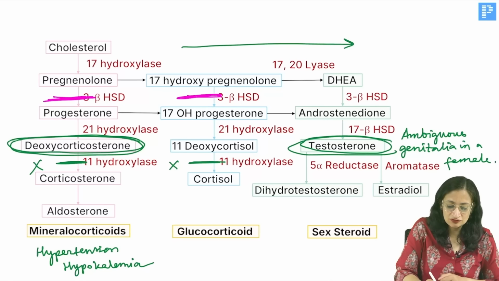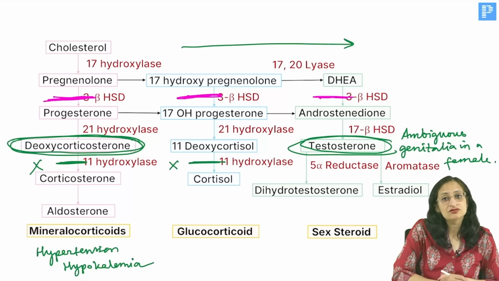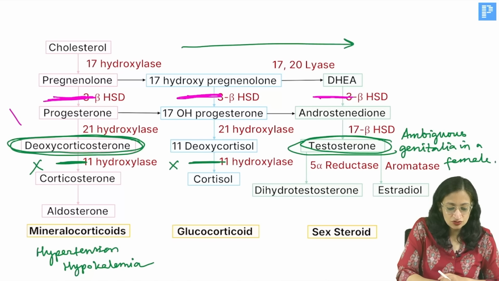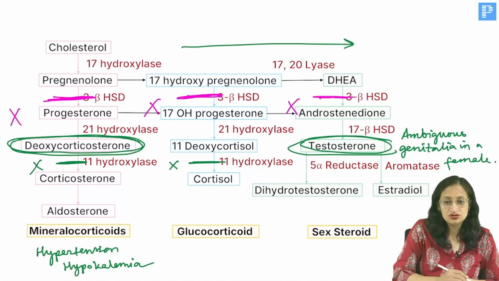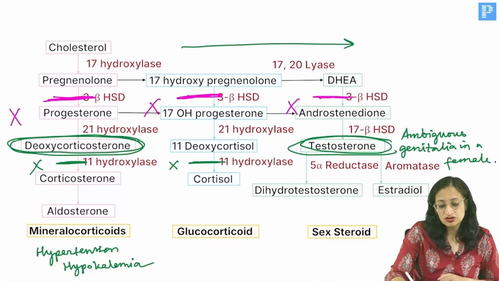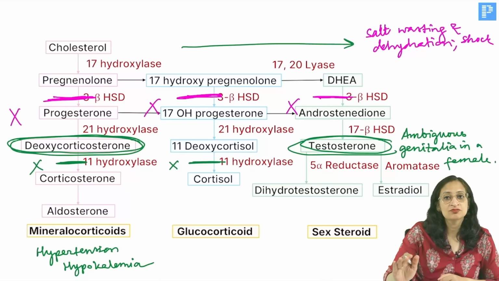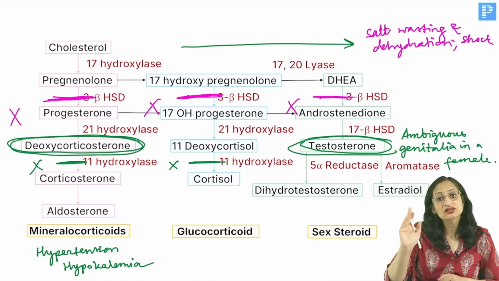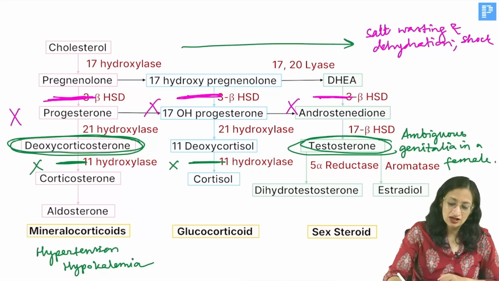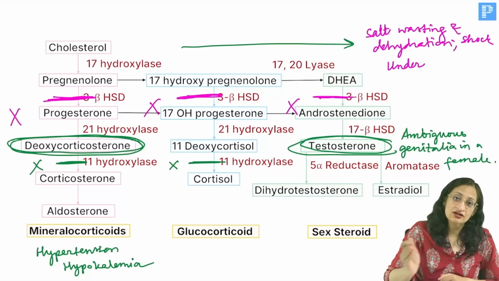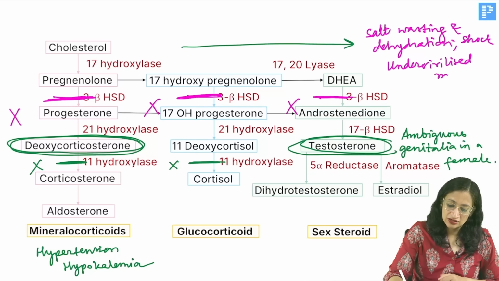If this enzyme is defective, this enzyme is common to all the three pathways. So, no mineralocorticoids, no glucocorticoids, no sex steroids are produced. So, no mineralocorticoid, no glucocorticoid, so there will be salt wasting, dehydration and shock. And what will happen? No sex steroid produced. In the absence of any sex steroid, the default genitalia is female. So even a male genitalia will look like a female's. So you will have an under-virilized male. Clear?